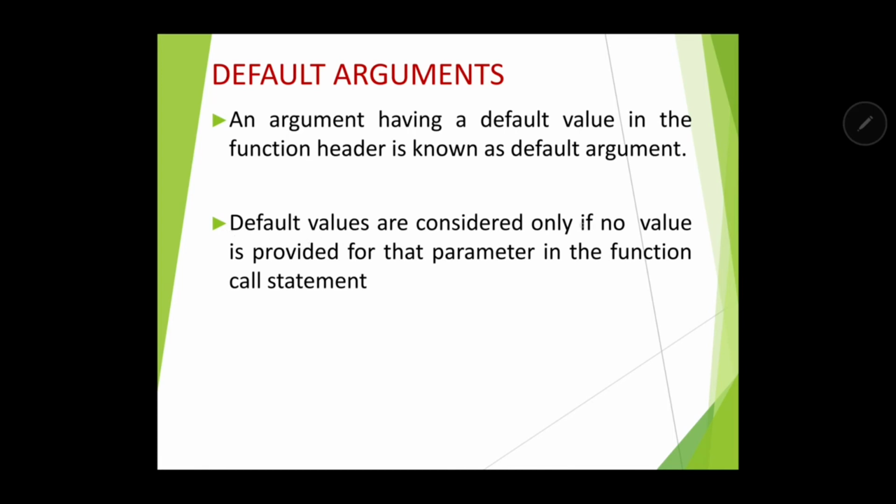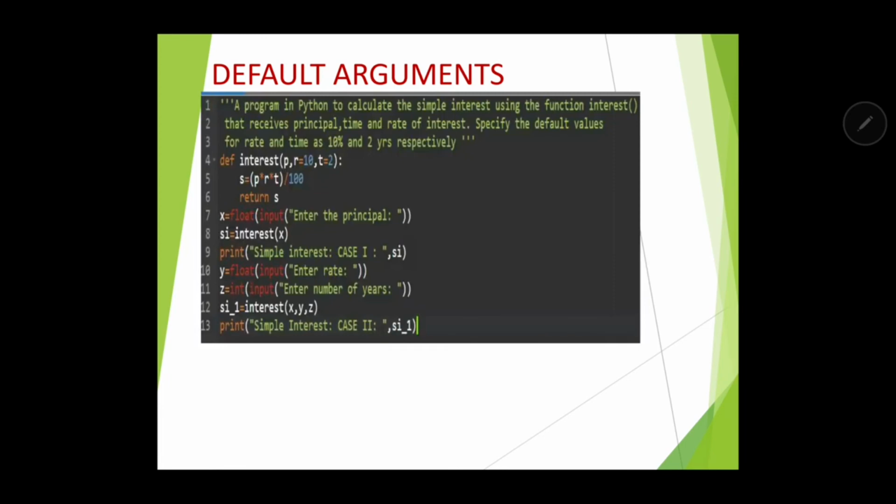Default values are considered if no value is provided for that parameter in the function call statement. This is very important. So default values will only be used if we do not pass any value for that parameter in the function call statement. It will be clear when we go to a code. So now let's discuss it with the help of a code.